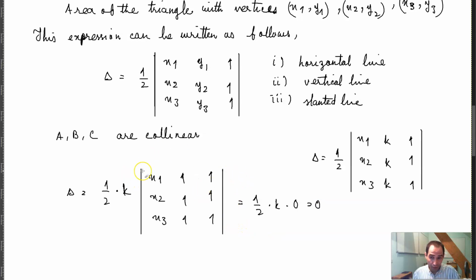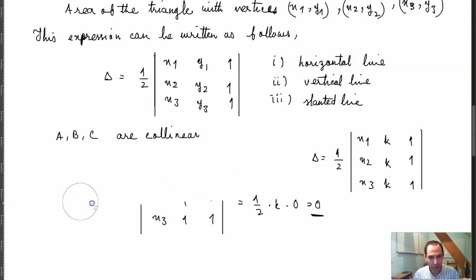And therefore, if you have 3 collinear points, those 3 collinear points would correspond to a triangle with area 0 square units, right? So this is case 1.